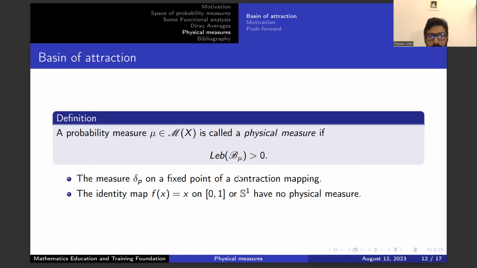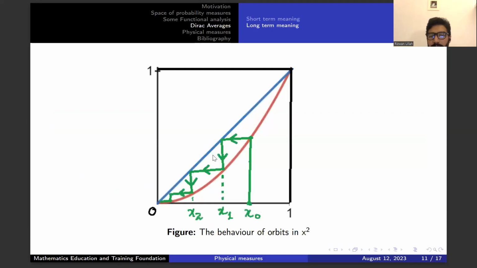Now, as we were claiming, the physical measure will be a measure which will describe the statistical distribution of many more points. In fact, now you can see that we will have quite a huge class and huge number of points, which is like having positive Lebesgue measure, such that the distribution of the orbit of those points will be described by that measure mu. And you can see that from this example as well.